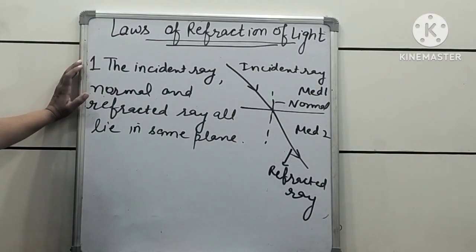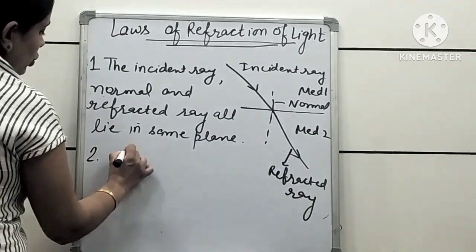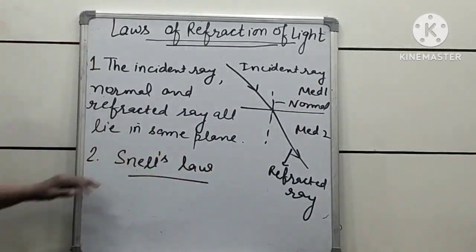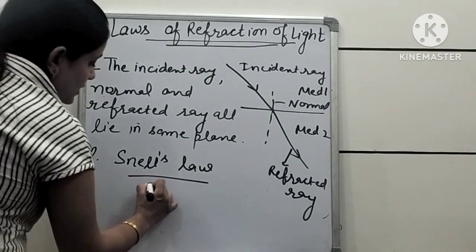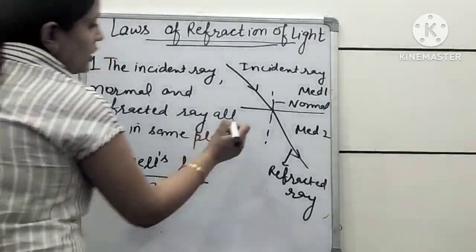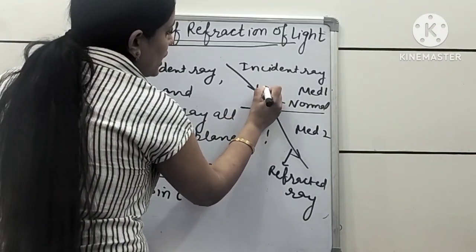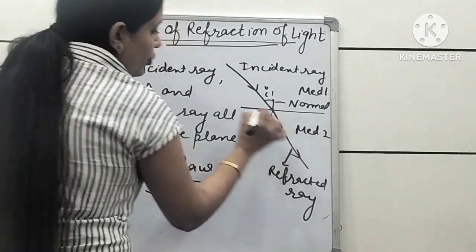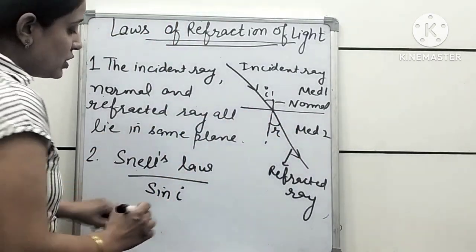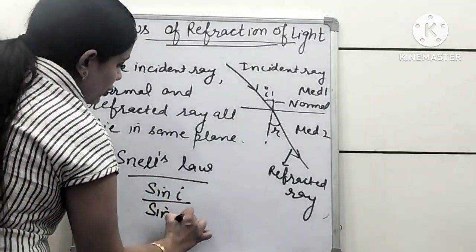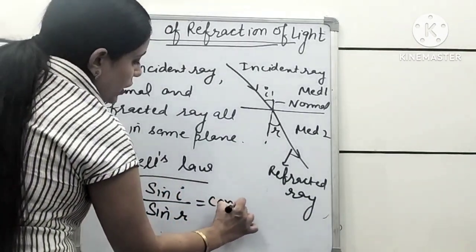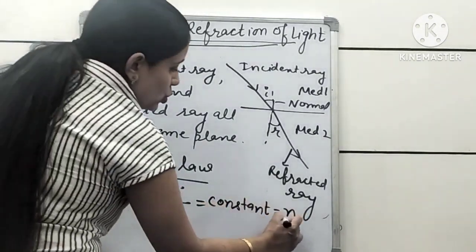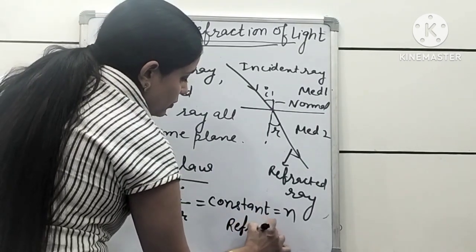This is the first law of the refraction of light, and the second law is known as Snell's law. Snell's law states that the angle between the normal and the incident ray is known as the angle of incidence. The angle between the normal and the refracted ray is known as the angle of refraction. The sine of the angle of incidence divided by the sine of the angle of refraction is equal to a constant quantity, and that constant is represented by the letter n, which is known as the refractive index.